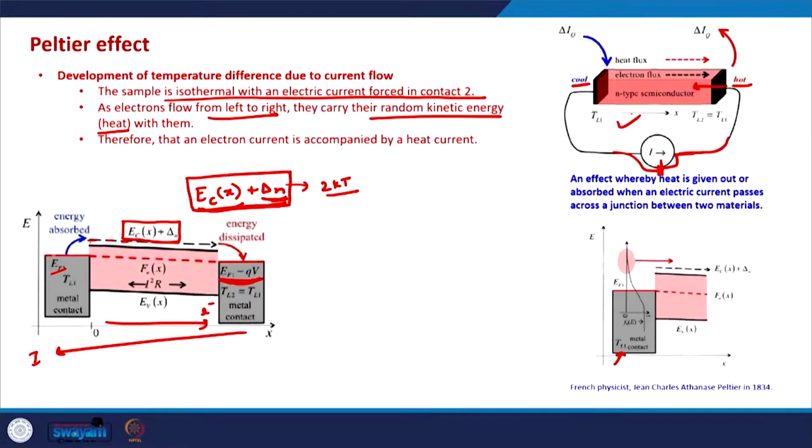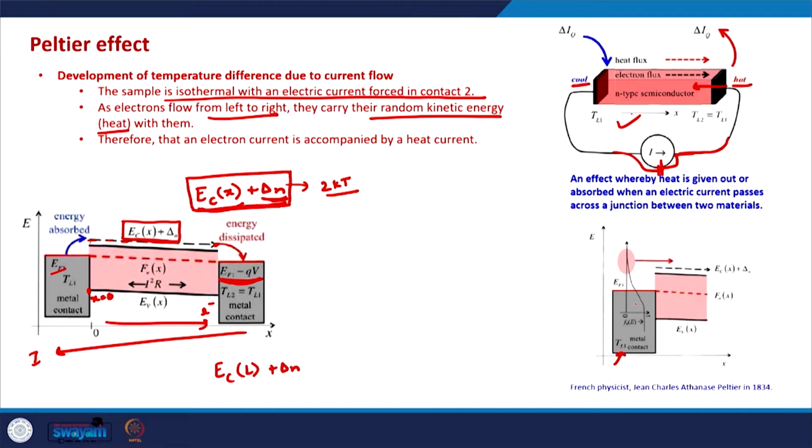So essentially the left contact needs to put electrons in the semiconductor at this energy level, EC0 plus delta n, because this is x equal to 0, and similarly the right contact will take electrons from this energy level, EC at L2 plus delta n, to its Fermi level. So this is a more magnified picture of the current conduction, and here we have only shown the left contact and its Fermi function.